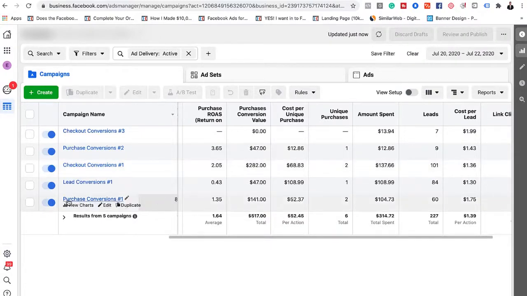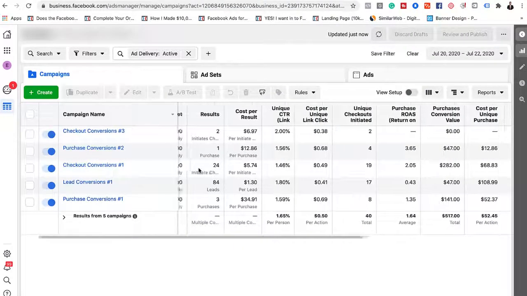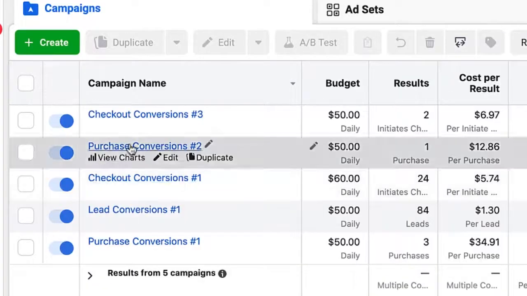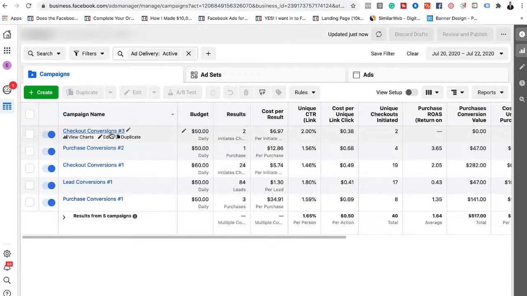So I decided to duplicate the purchase conversions campaign and the checkout conversions campaign, but I actually changed the checkout conversions campaign when I duplicated it. If you guys have seen it, this one says checkout conversions number 3 because I duplicated it already before and made it a number 2, but that one wasn't within KPI, so I killed it, and then I duplicated it again for the 3rd time, right?